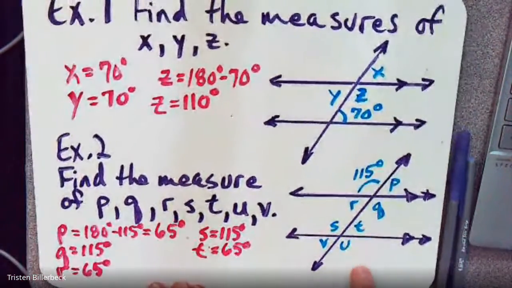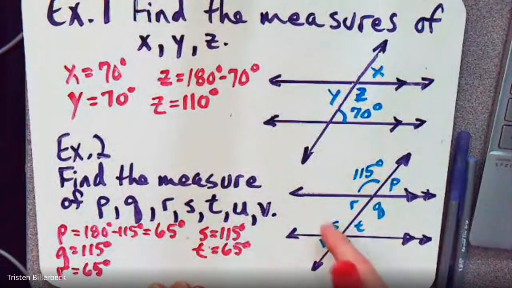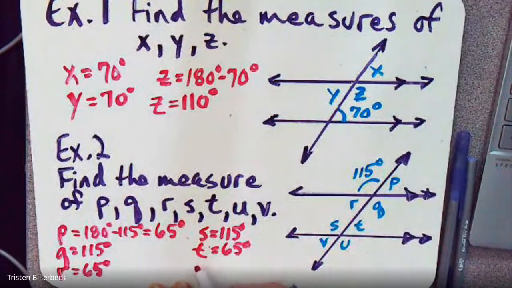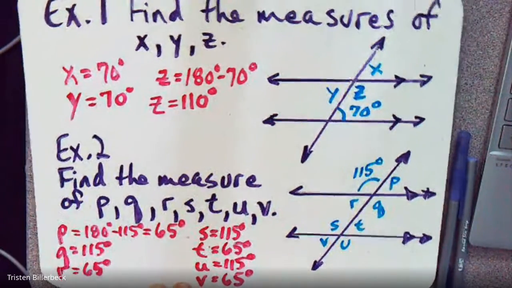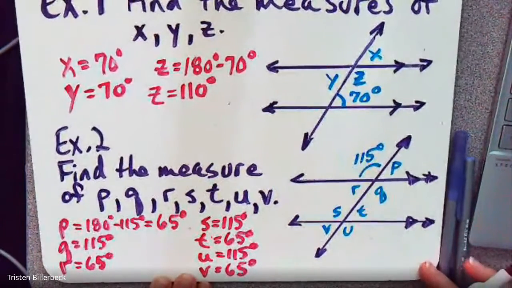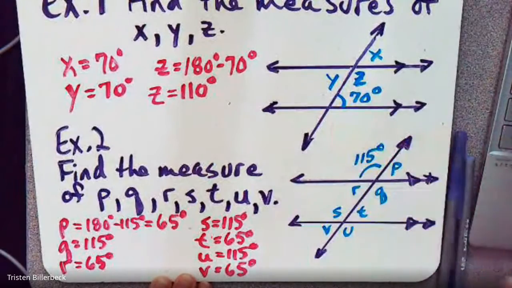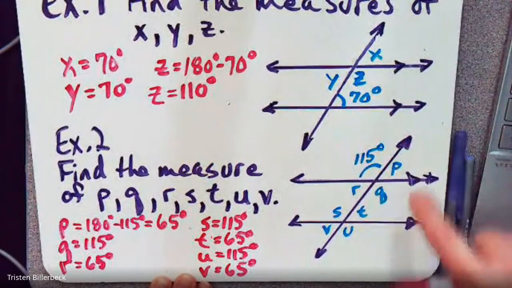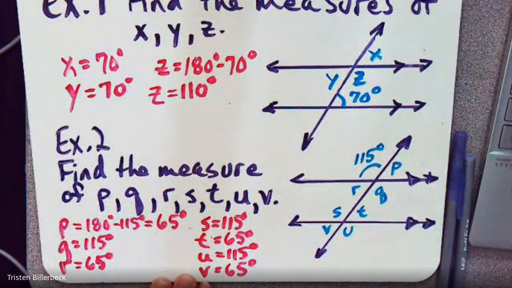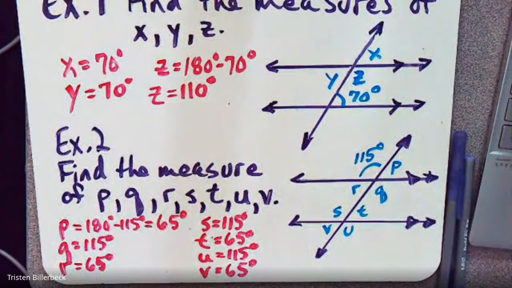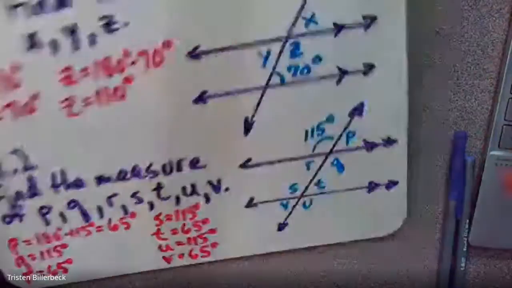Now we're going to U. U is a vertical angle to S, so U is 115 degrees, and V is a vertical angle to T, so V is 65 degrees. One angle tells us everything when we have parallel lines, parallel lines cut by a transversal. Isn't that amazing? All right.